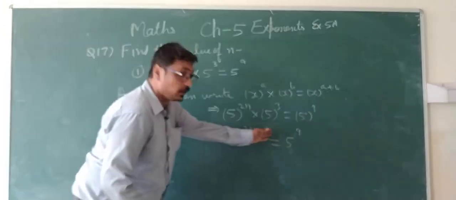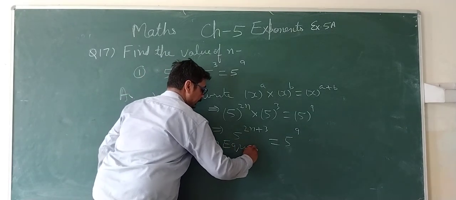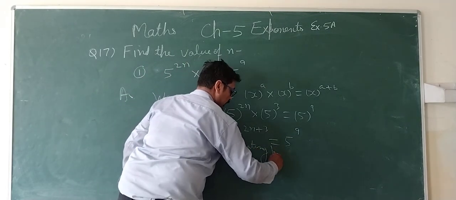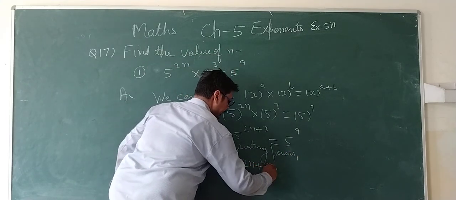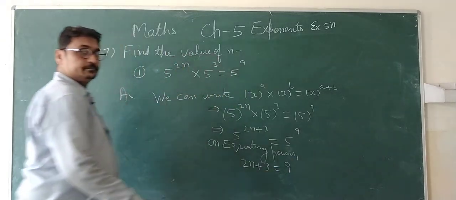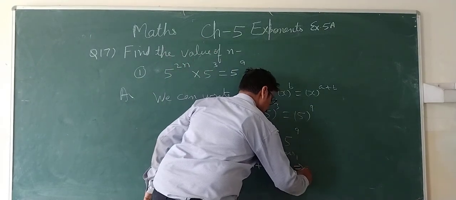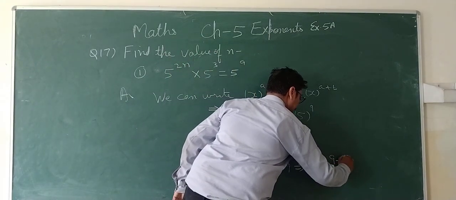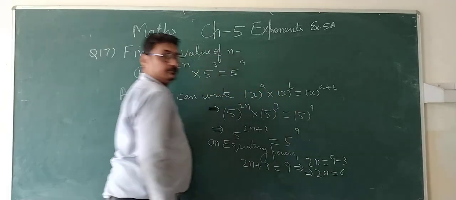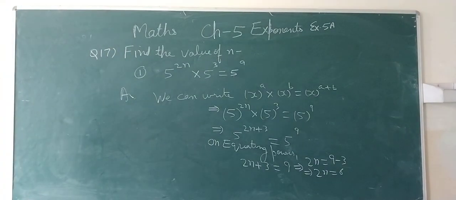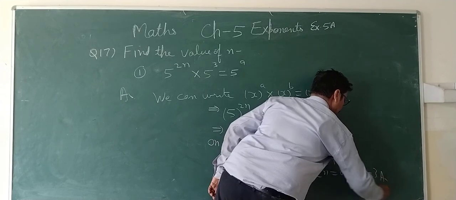Now when we equate the powers, we get 2n + 3 = 9. This can be written as 2n = 9 − 3, or we can say 2n = 6. Similarly, we can say n = 3. This is the answer.